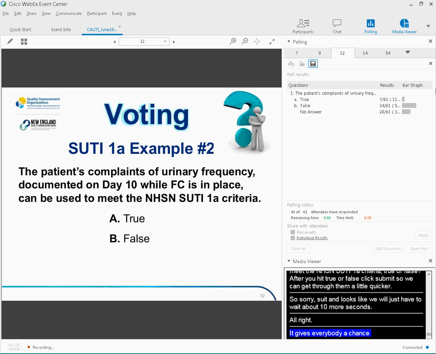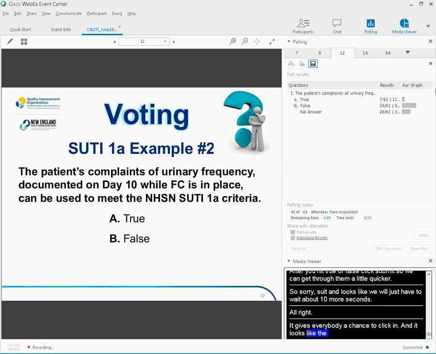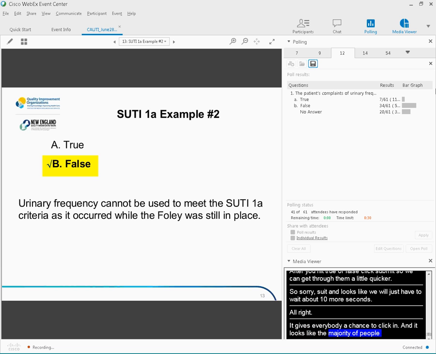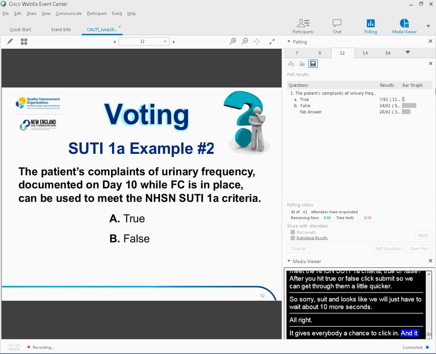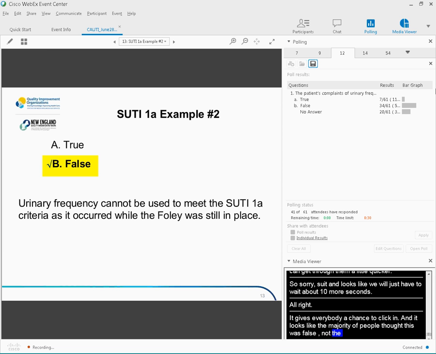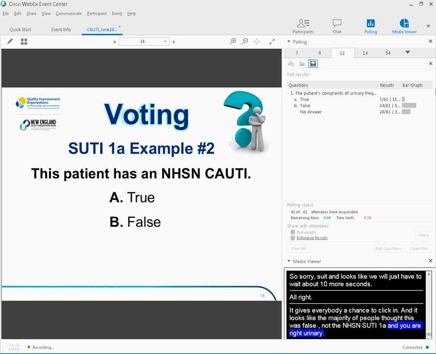See what everyone's thinking. And it looks like the majority of people thought this was false, not in NHSN SUDI 1A. And they're right. Urinary frequency cannot be used to meet the SUDI 1A criteria as it occurred while the Foley was still in place. Great.